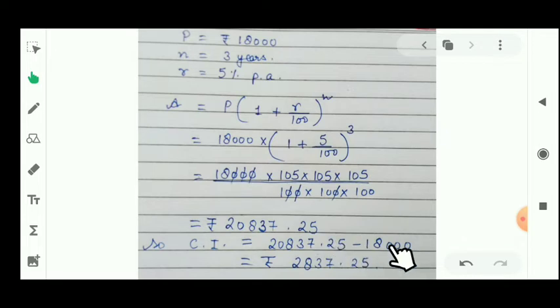20,837.25. And when we find the compound interest, we have to subtract: amount minus principal, that is 20,837.25 minus 18,000. After solving it, its value will be rupees 2,837.25.